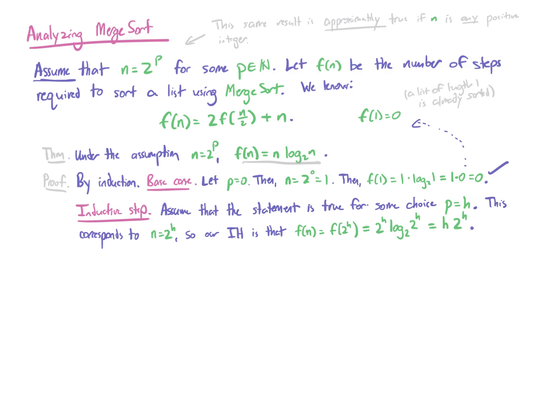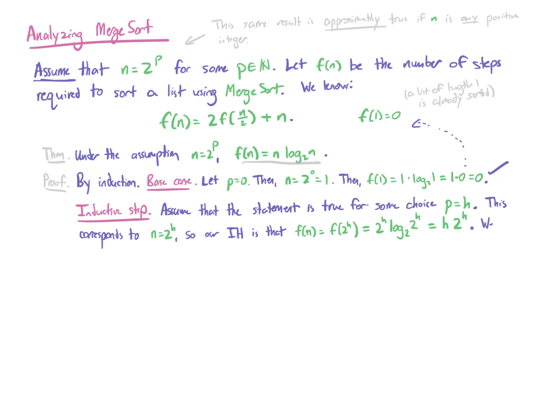So that's our inductive hypothesis. Our inductive hypothesis is that the number of steps required to sort a list of size 2 to the power h is equal to h times 2 to the power h. So let's see if we can use this to show the statement for p equals h plus 1.